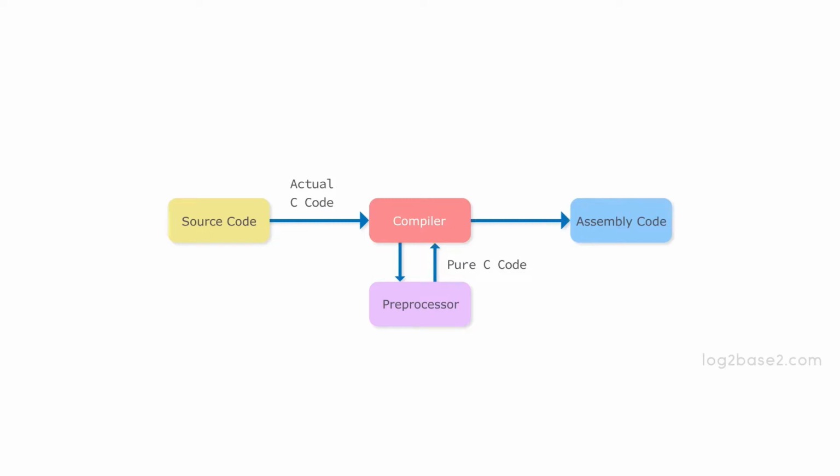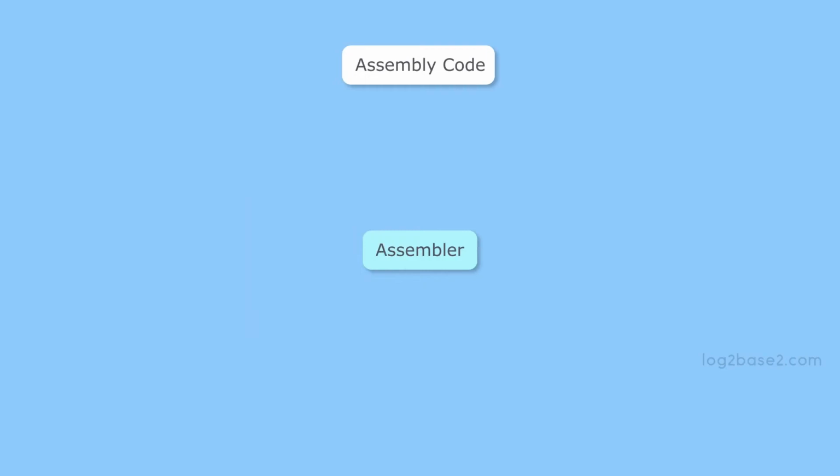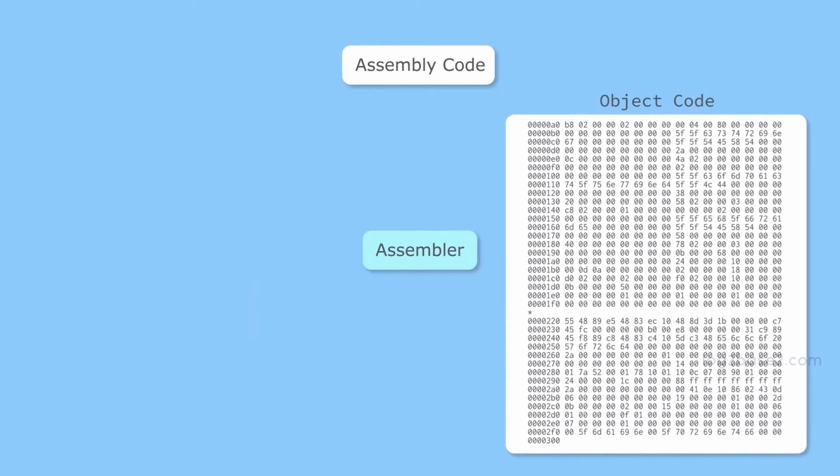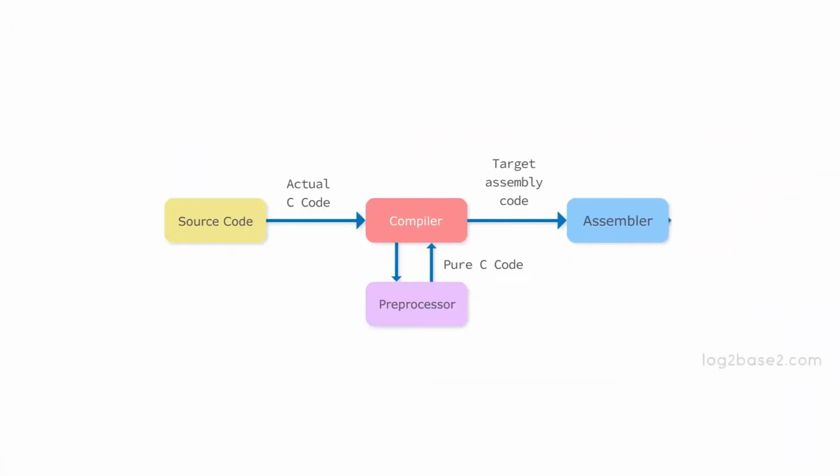So what is an assembler? An assembler is also a type of compiler and it takes assembly code as the input and translates it into the object code. So the difference between compiler and assembler is that compiler converts source code into assembly code and the assembler converts the assembly code into object code.